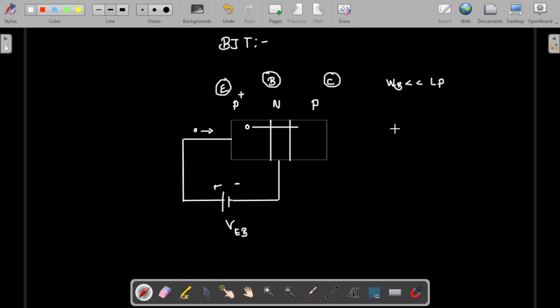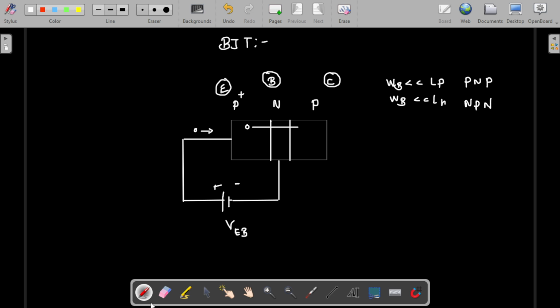So LP, you know, right? The length of the holes' traveling region. This is how much region the holes will travel when the holes are minority charge carriers moving from one region to another. So WB will also be much less than LN. So this is for PNP. This will be for an NPN transistor. Okay, so this is the thing.